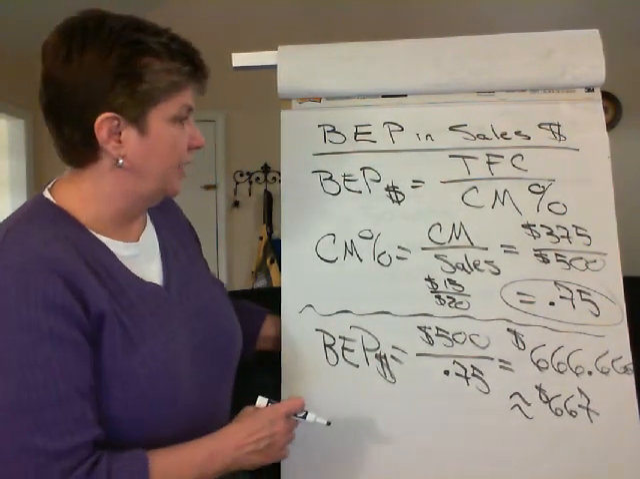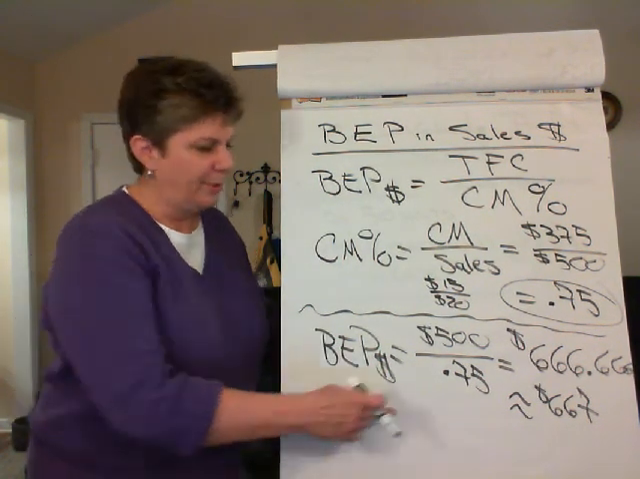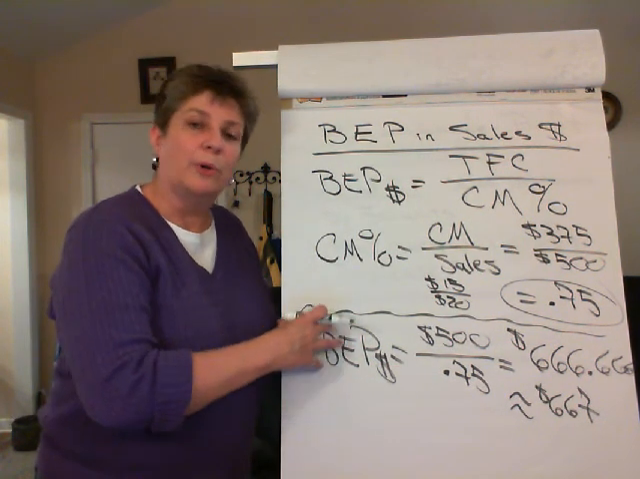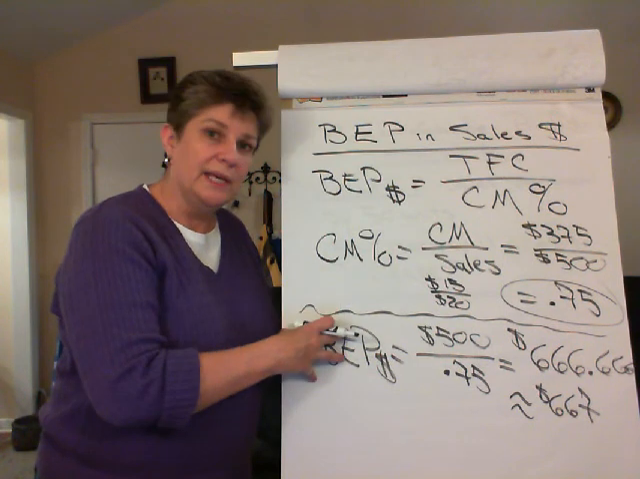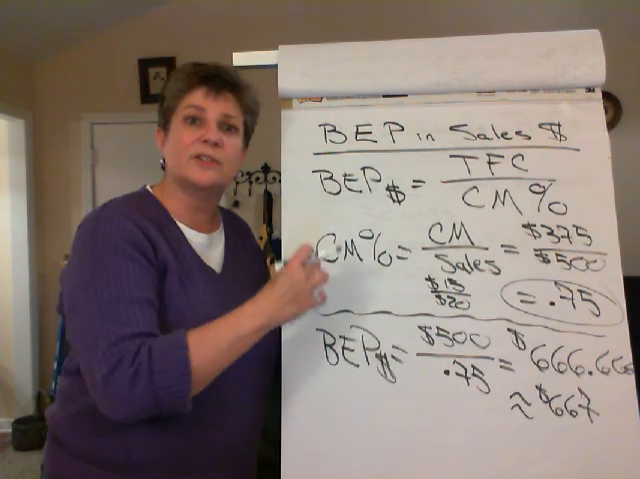And since we sell at $20 per unit, it would actually be a little bit higher than that because this would be a partial unit. So that's how we convert break-even point from units into break-even point in sales dollars to answer the president's question.